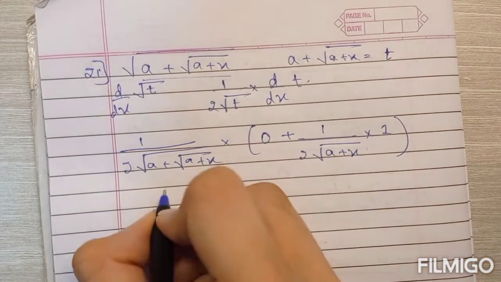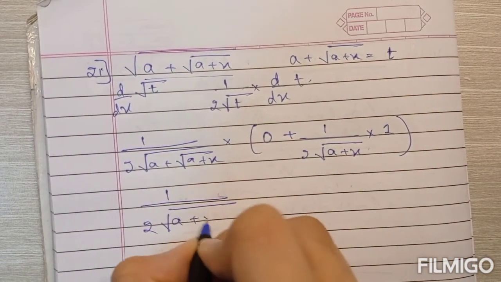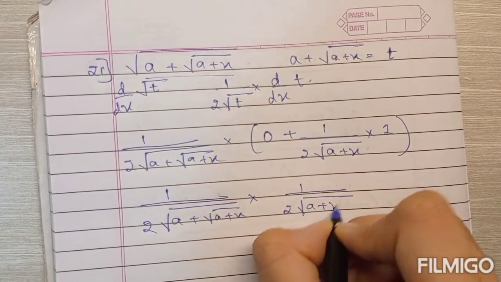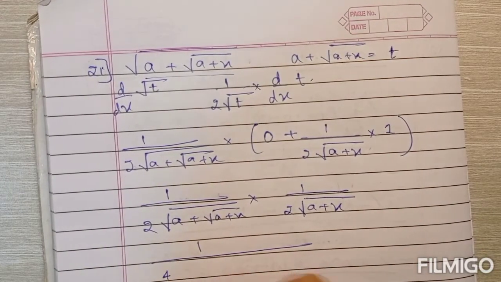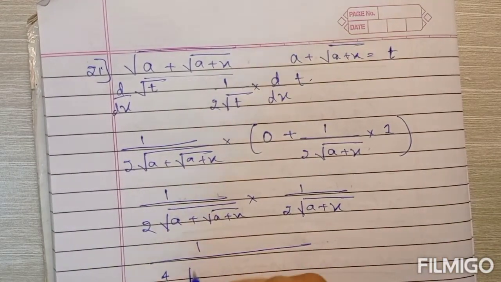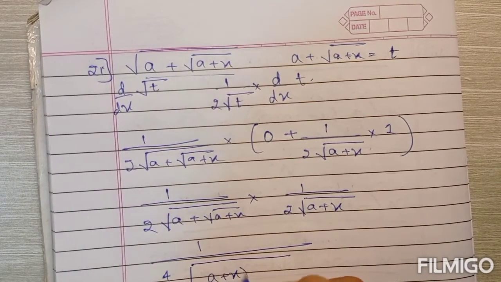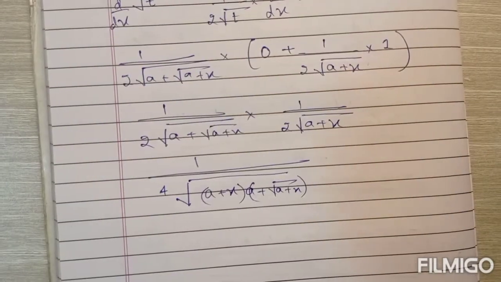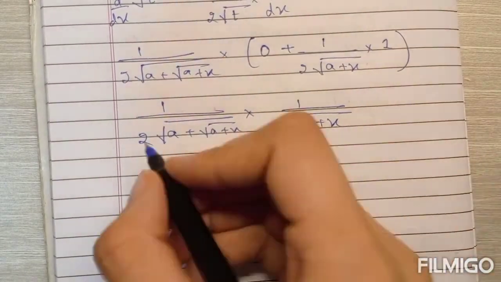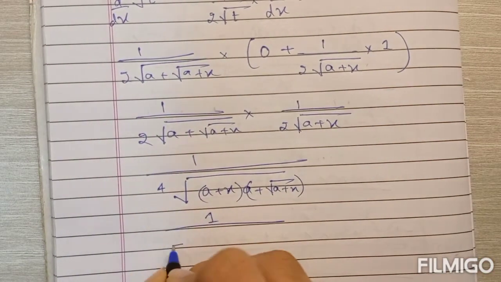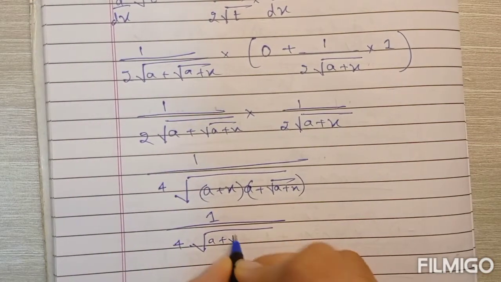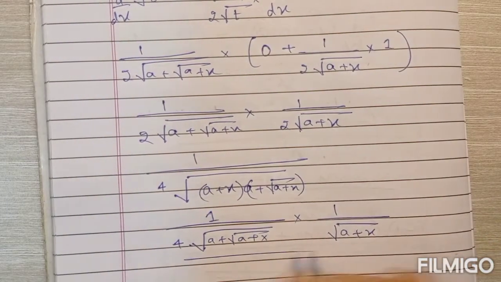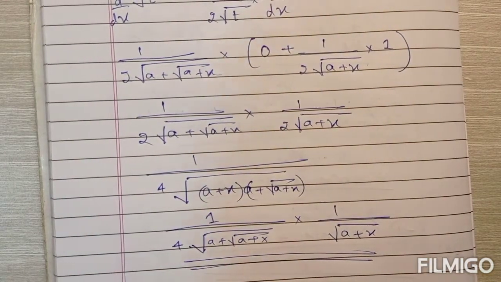So finally we would have 1 upon 2 root a plus x into 1 upon 2 root a plus x. That gives us 1 upon 4. We can multiply the two roots, that is root of a plus x into a plus root a plus x, but I think that'll make it too complicated. So let's just keep it as 1 upon 4 root a plus x into 1 upon root a plus x. This is the simplest way of keeping the answer. Let's just cancel this out.